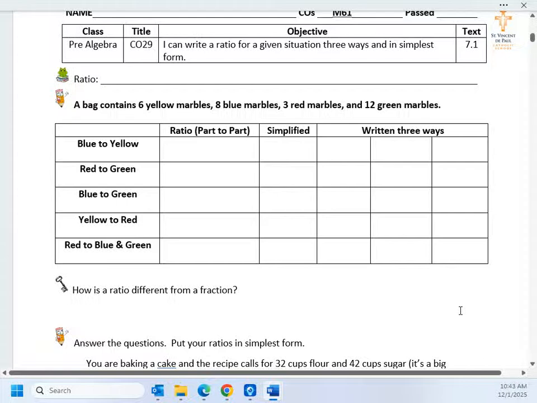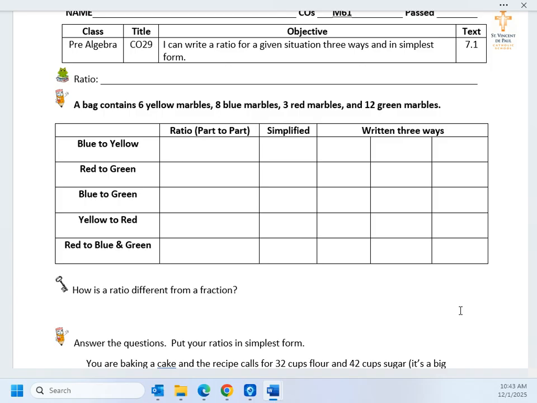Good morning. Today we are starting binder 2 for trimester 2. We are starting with unit 5, CO29. CO29 says I can write a ratio for a given situation 3 ways and in simplest form. So we are going to be working with those ratios in this unit, really getting to understand what it all means. So, first thing is we have to know the definition of a ratio.